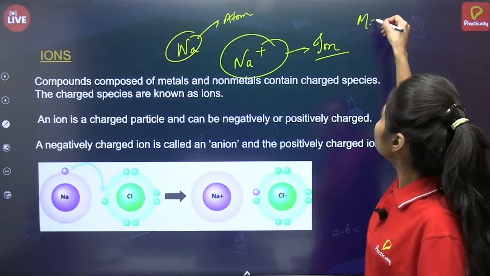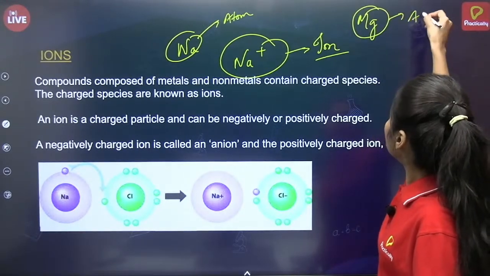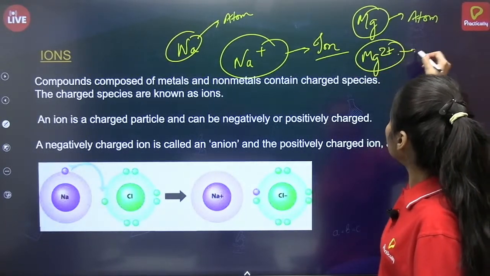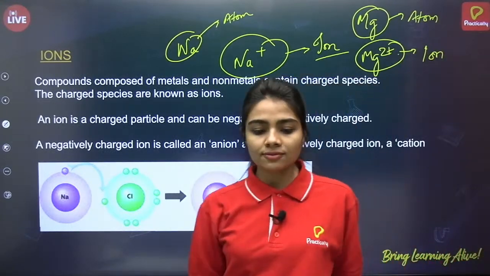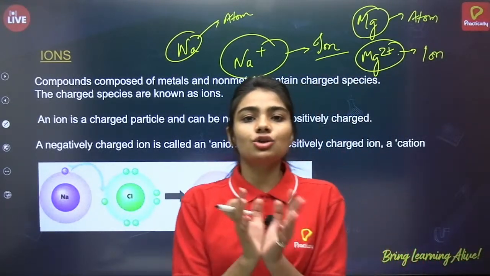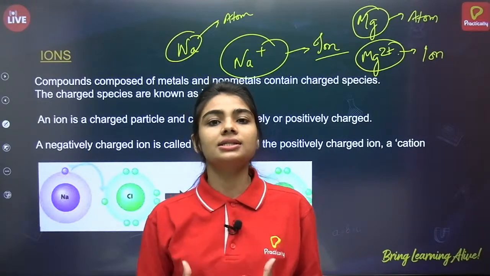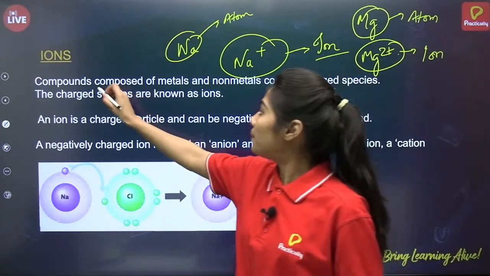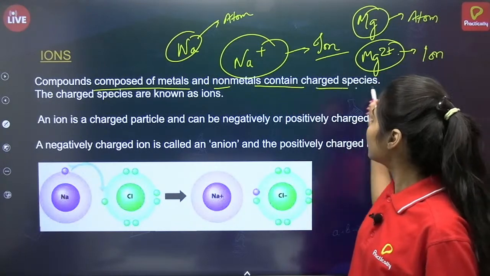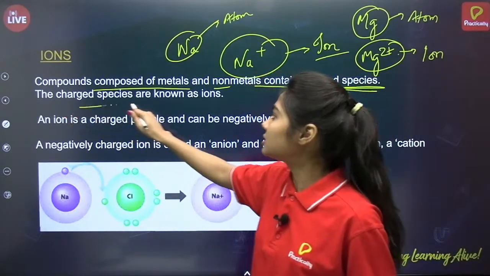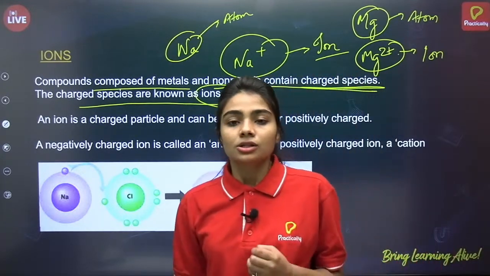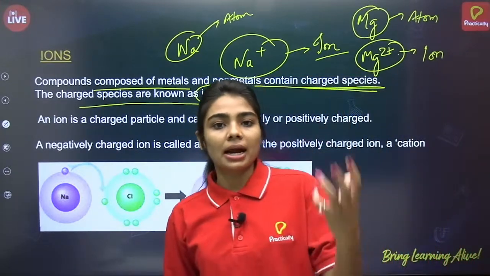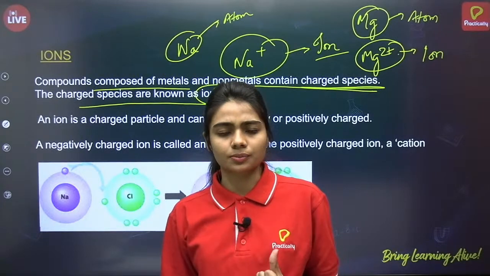Let's say for magnesium, this is an atom. If I put Mg2 positive, then it will be an ion. So what I have seen is that if I put a charge over the atom, it is considered an ion. So ions are the charge carriers. Compounds composed of metals and non-metals contain charged species. These charged species are known as ions. They can be metals and also non-metals.